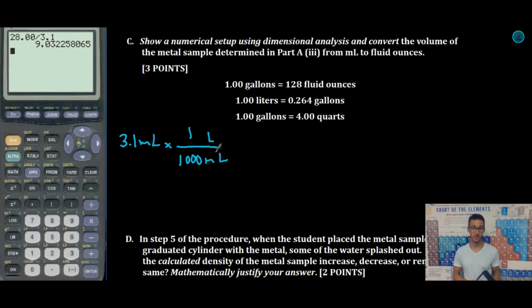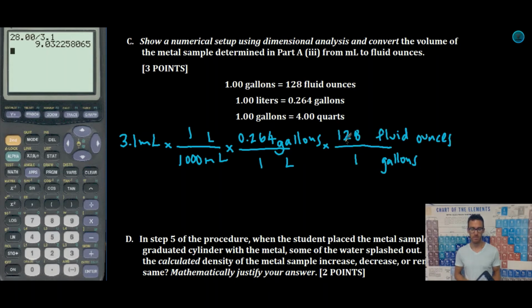This is a metric conversion that you should know, and it's not provided in the problem. Next, I'm going to convert from liters to gallons using the provided statement of equality provided in the problem. Finally, I'll convert from gallons to fluid ounces using the provided statement of equality. Quick check to make sure all the units that I don't want cancel out and I'm left with the units that I do.